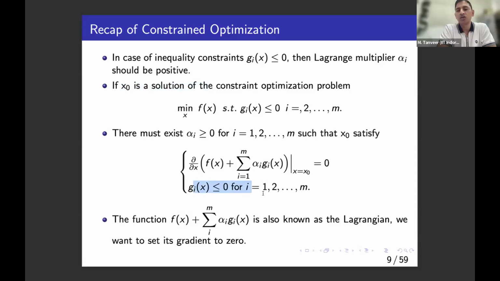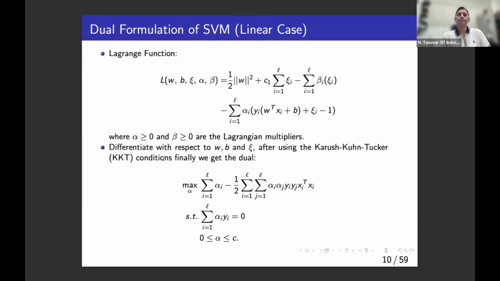Now further, since we have an objective function and inequality constraints, the Lagrangian function will be f(x) plus alpha times g_i(x). If we have more than one constraint, we just write alpha 1 g1(x) plus alpha 2 g2(x) and so on. This is essentially called the Lagrangian function. Then we set its gradient to 0 and solve it further.